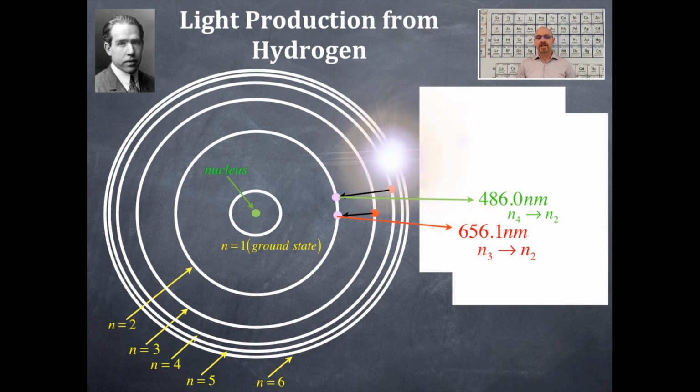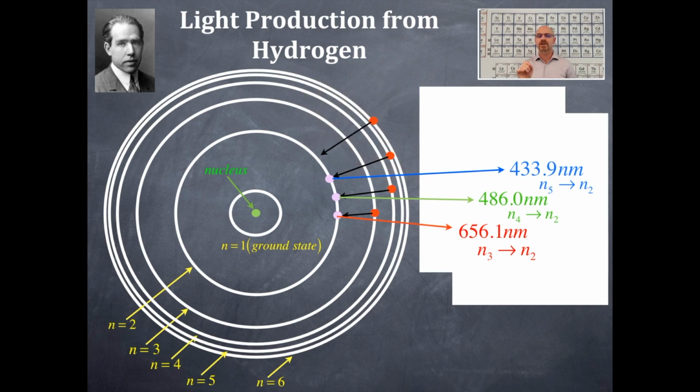Okay, let's do another one here, and this one is at n equals 5, and it's going to fall from n equals 5 to n equals 2, and light is also going to be emitted here. This one is in the blue region, and this is 433.9 nanometers. That's going from 5 to 2. Okay, and let's do one more here. This next one is going from n equals 6 to n equals 2, and it's going to emit light in the violet region of the visible spectrum, and that's 410.1 nanometers, from n equals 6 to n equals 2.